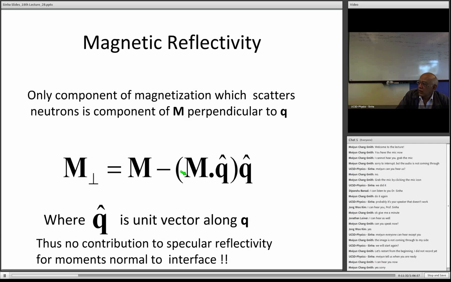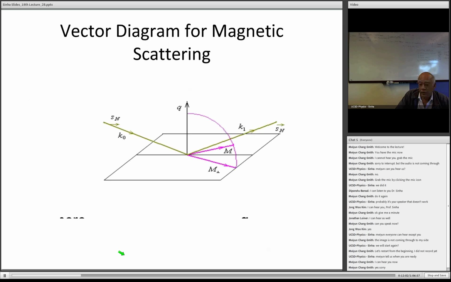So actually, interestingly enough, since specular reflectivity corresponds to the vector q normal to the film, there is no contribution to specular reflectivity if the moments in the film are normal to the interface. So for perpendicular anisotropy, it's unfortunate, but you will not be able to measure those components of the magnetization with neutron specular reflectivity. Okay, let's go on to the next slide, please.